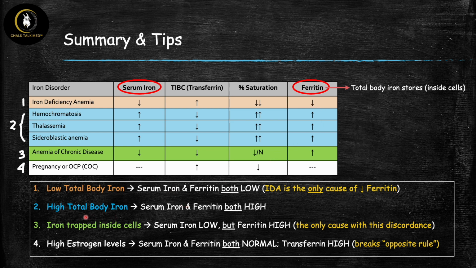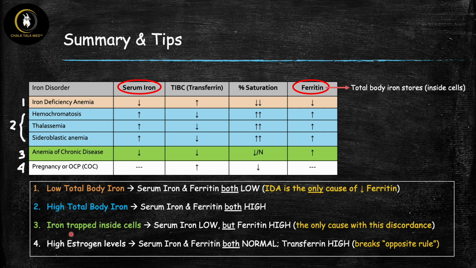Now moving on to condition 2. These are the conditions with high total body iron stores. Again, you can see that the serum iron and the serum ferritin are matching, but in this case, they're both high. So they're the opposite of what we saw before, which makes sense. Both are going in the same direction, except here they're both going high, because this is high total body iron, and this can quickly narrow down your diagnosis on your question to a condition that falls in this category.